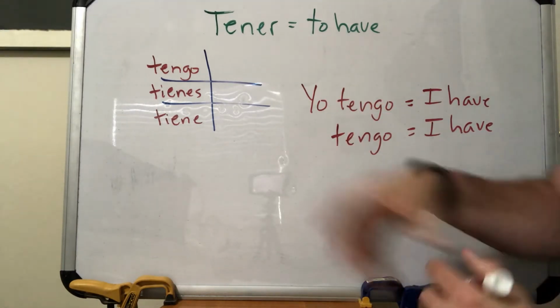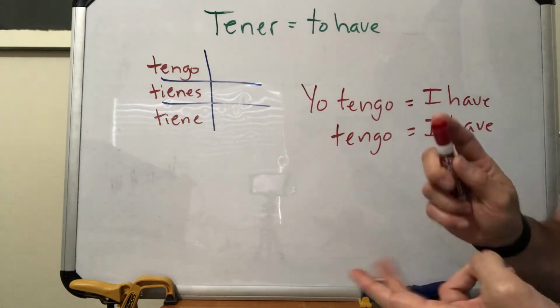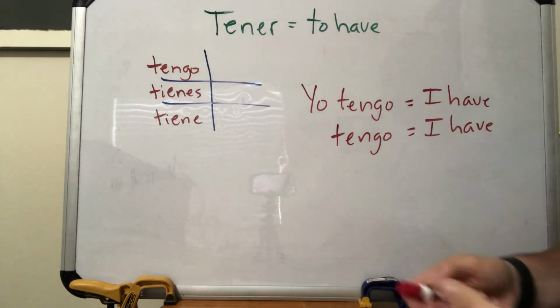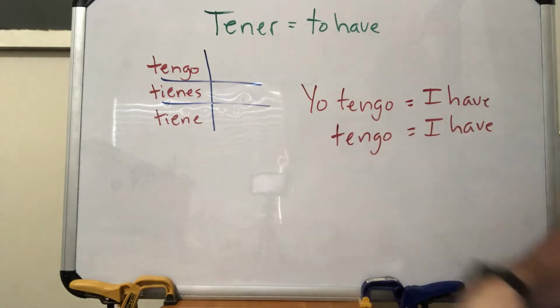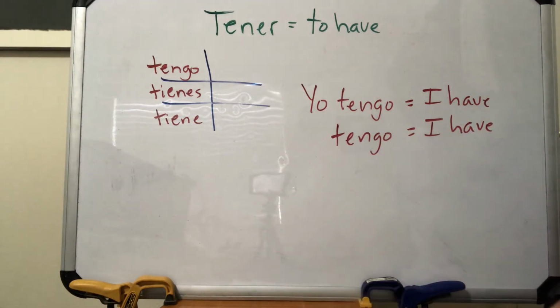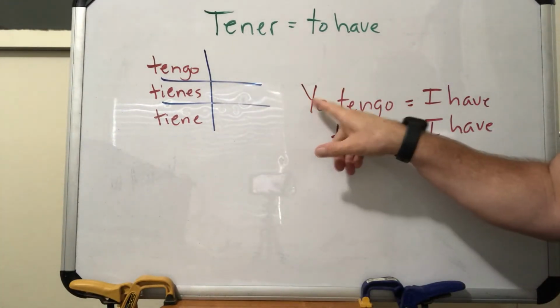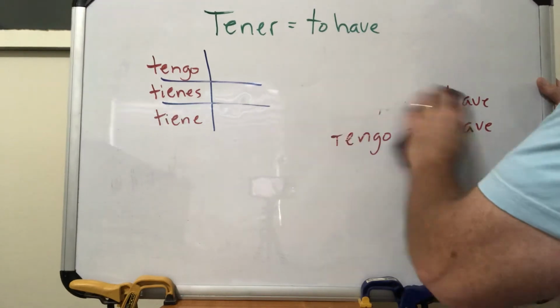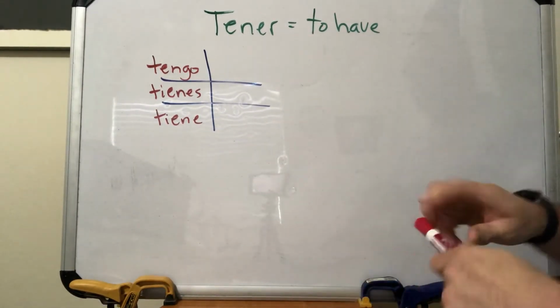Now, when you get down into tiene, you do need to include usted or él or ella, just to clarify who you're saying who has. Do you have it? Does he have it? Does she have it? Okay? All right. So tú works the same way as yo. You can include the tú or not, because tienes means you have. Okay? Now let's go over to the plural side.